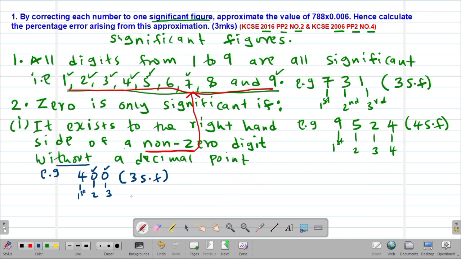Another good example, we can also talk of a number like 5200. So this is actually correct to four significant figures. We say that these two zeros are significant because they are appearing to the right hand side of a non-zero digit. The non-zero digits here are the 5 and the 2. Remember, in the previous example the non-zero digit was 4. So if zeros appear to the right hand side of a non-zero digit without a decimal point, then such zeros are said to be significant. Therefore, this is our first significant figure, the second, the third, then the fourth. So these are actually four significant figures.